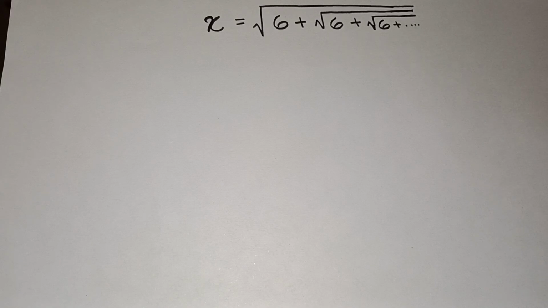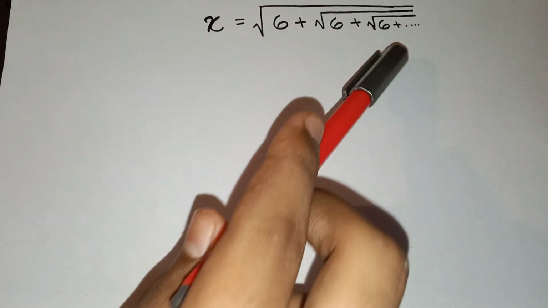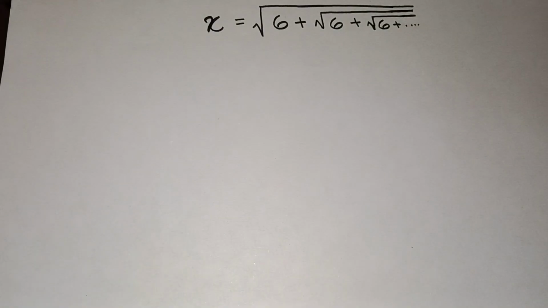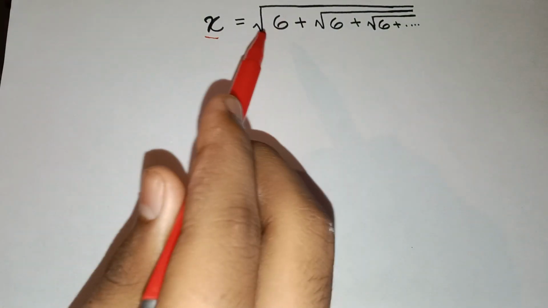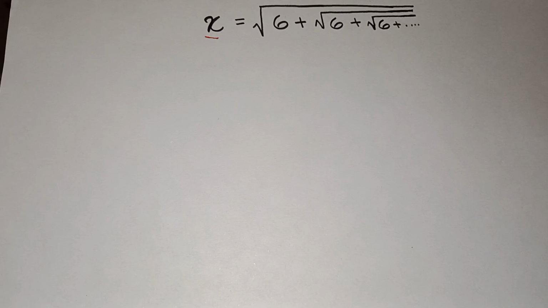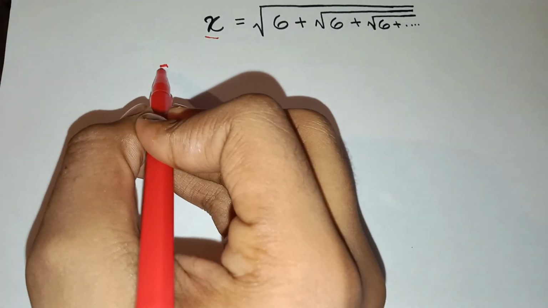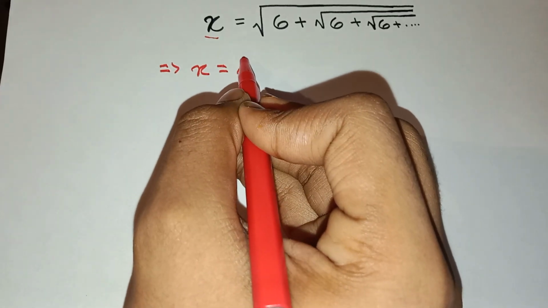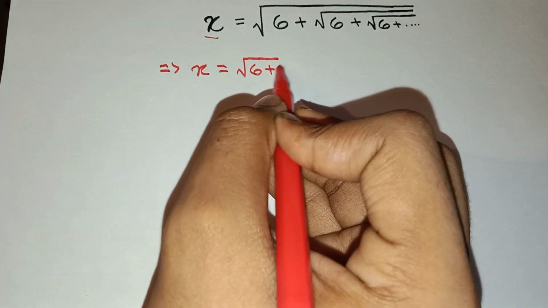So, since the radical continues infinitely, the expression inside the square root is also x, because this whole square root is equal to x. So the expression becomes x equal to square root of 6 plus x.